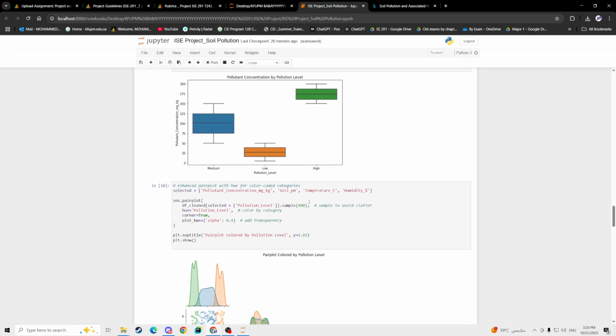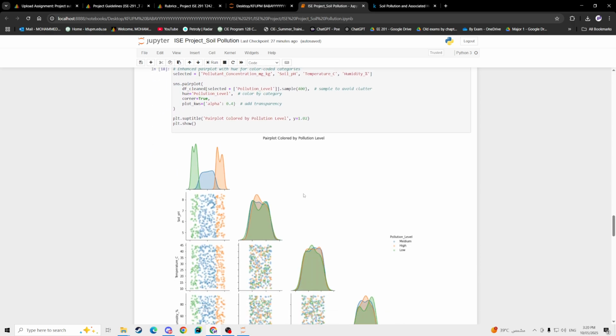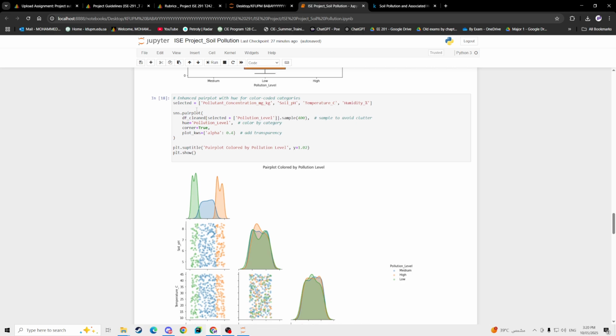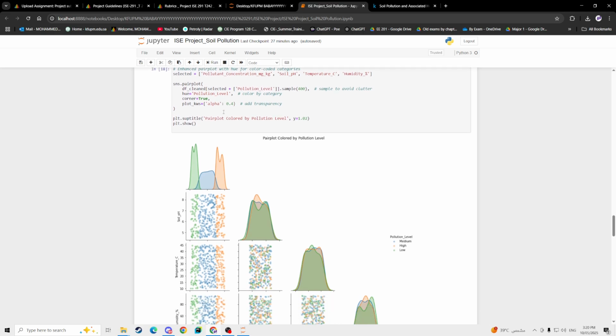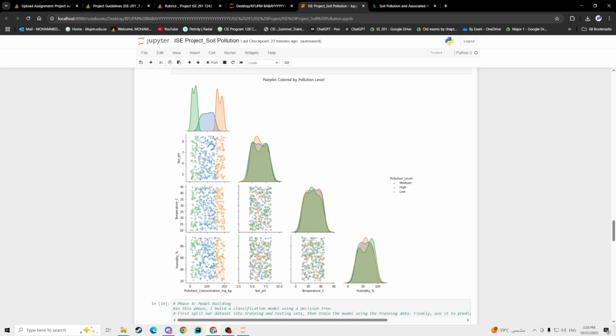We now move on to multivariate visualizations. This pair plot shows relationships across multiple numerical features, including temperature, as can be seen here, humidity, soil pH, and pollutant concentration. In order to keep this plot readable with 3000 samples, I used sampling and made points semi-transparent.